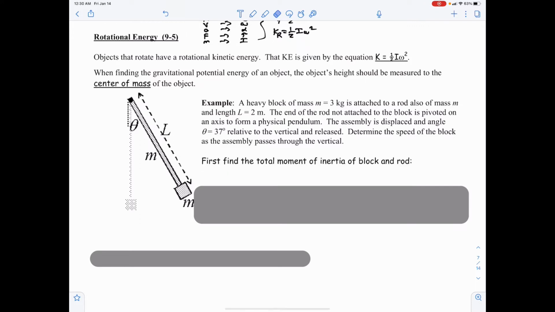Well, first, let's find the total rotational inertia of the block-rod combination. Realize that this is going to be a conservation of energy problem when it's all said and done.